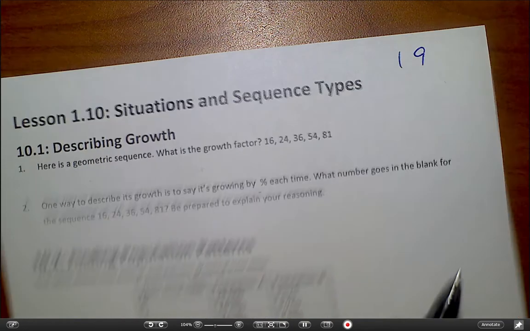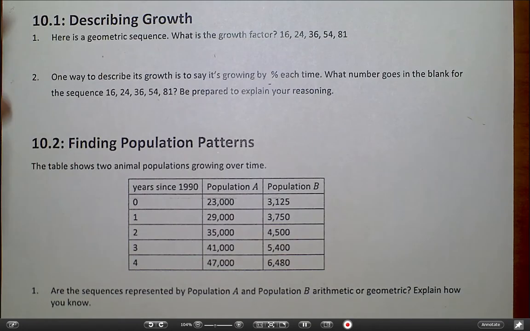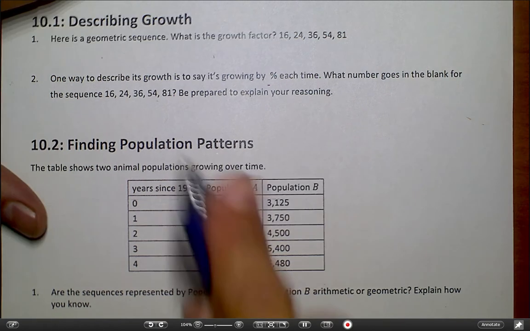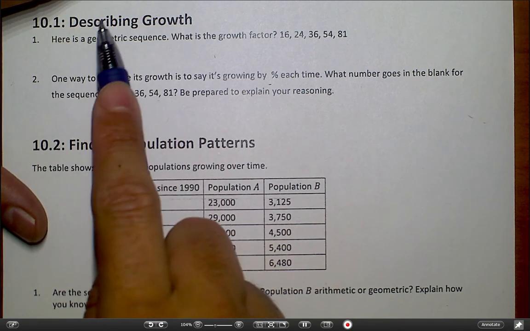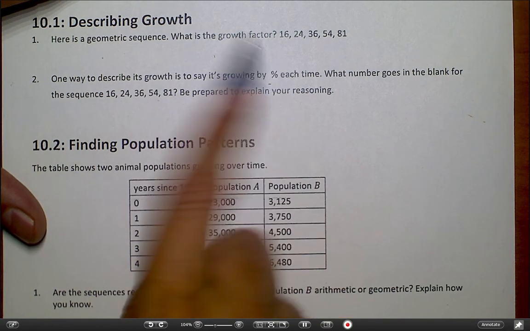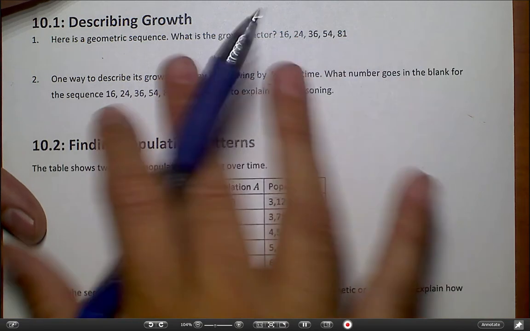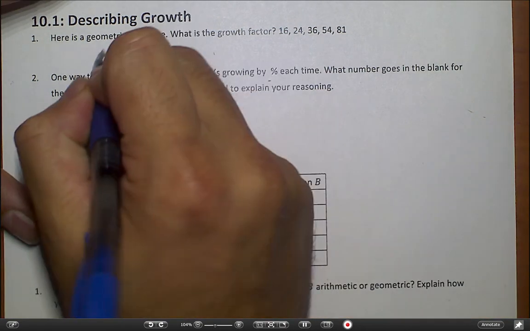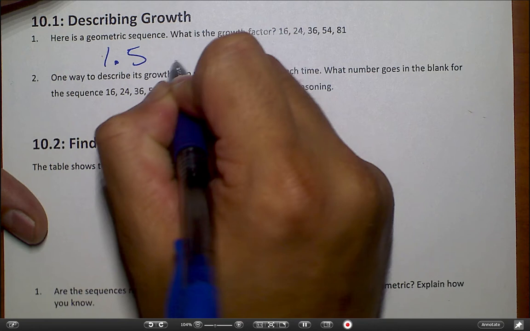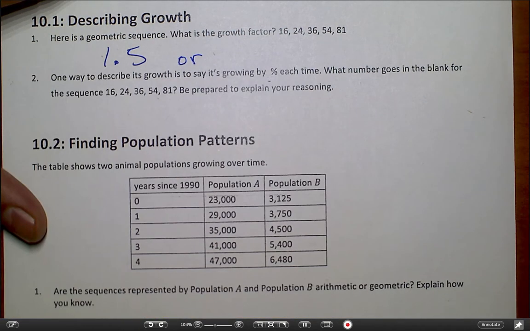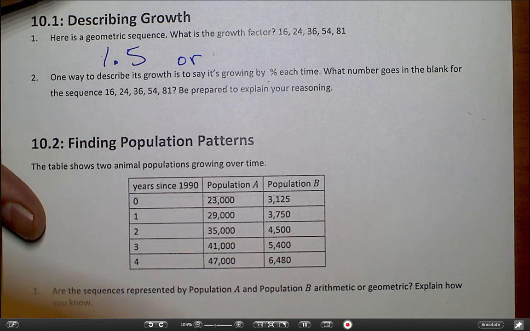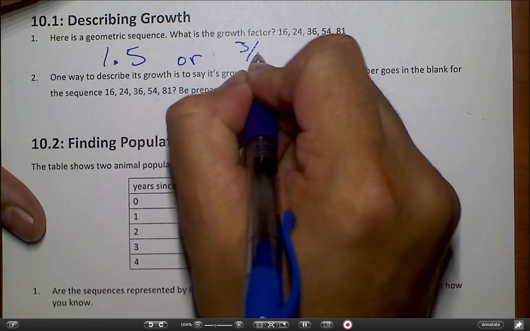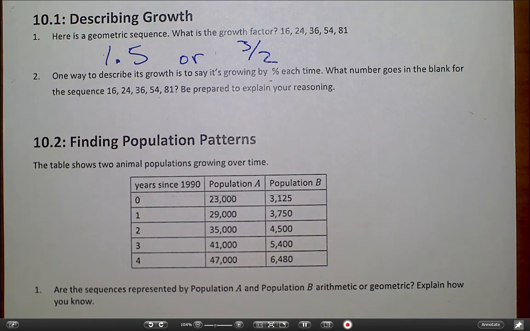Okay, so we're going to be on page 18 and 19 today in our interactive notebook. For this first one, it says describe the growth of this geometric sequence. So what do we say this one was? 1.5. Or what if I wanted it as a fraction? 3 over 2.